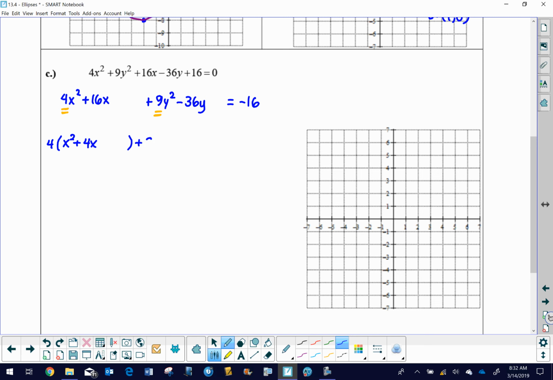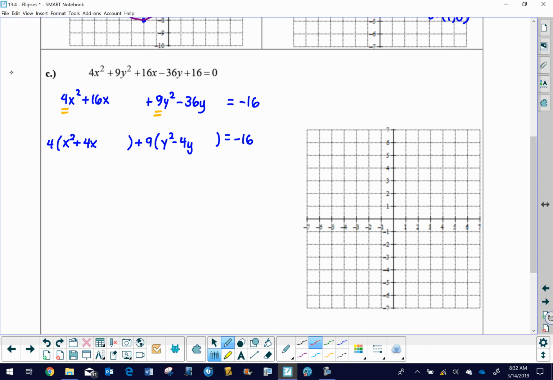Do the same thing here, factoring out of 9. Leave some space. Close out your parenthesis. Now we can go ahead and do our process of completing the square.